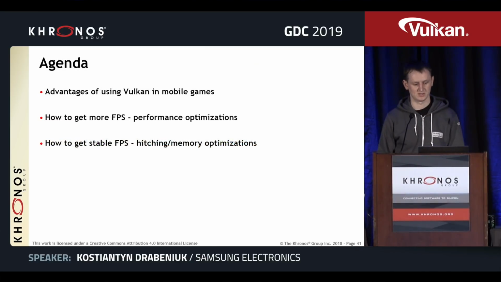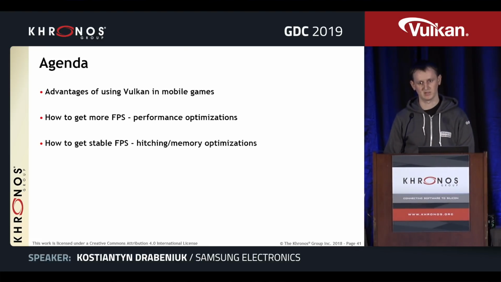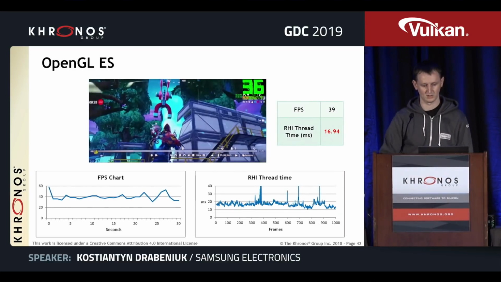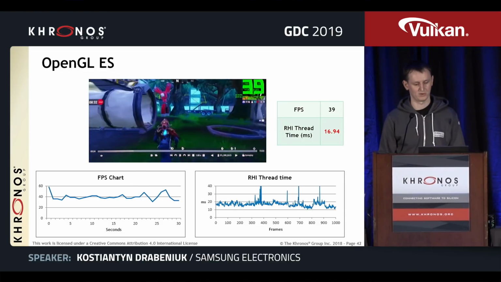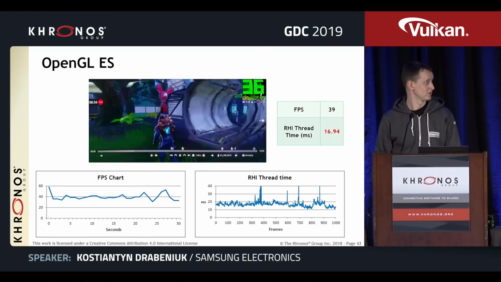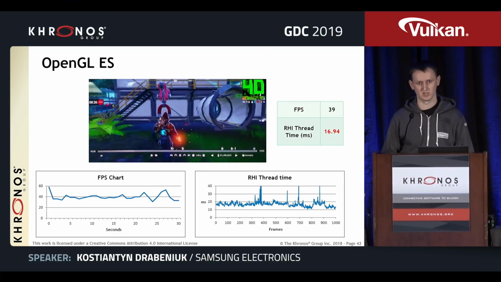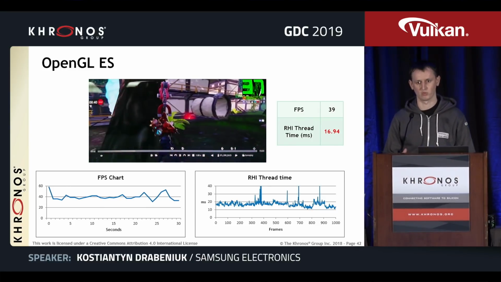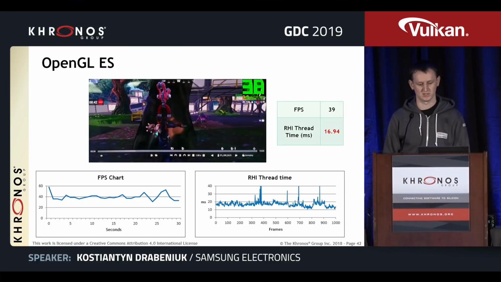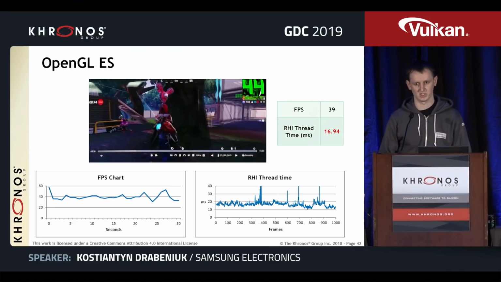I'm planning to discuss advantages of Vulkan usage in mobile games, how to get better FPS, and how to get stable FPS. Let's look at a video of Fortnite replay on OpenGL. As Fortnite is a game with a huge number of objects, we mostly have a CPU bottleneck because there are so many draw calls. Here you can see that there is a bottleneck on the RHI thread.